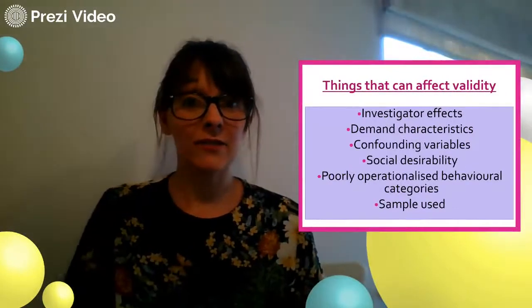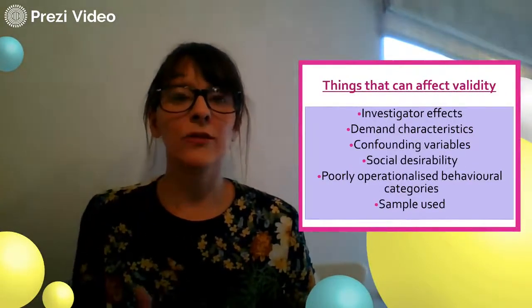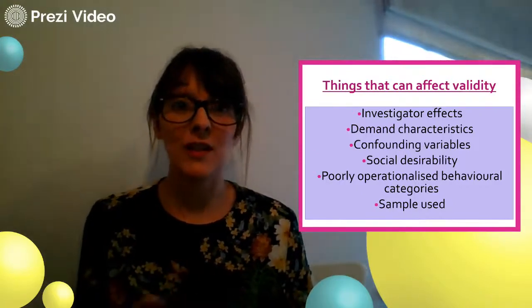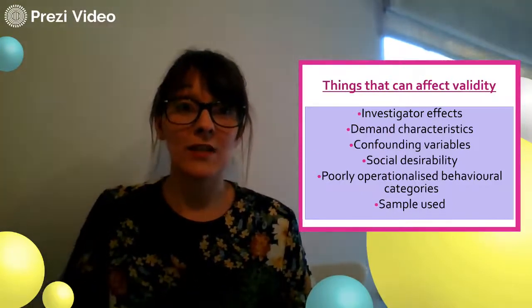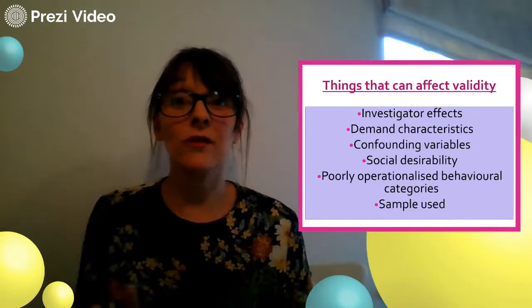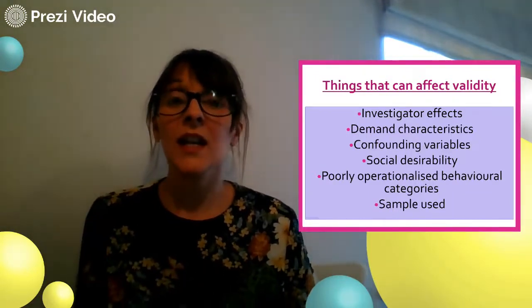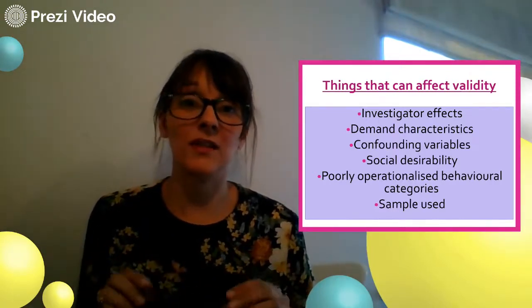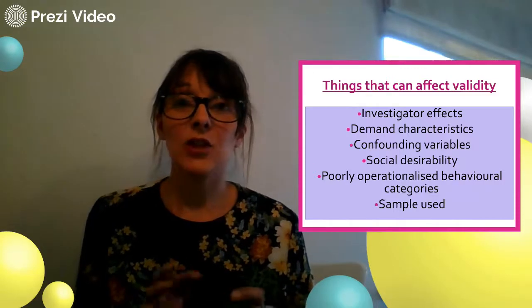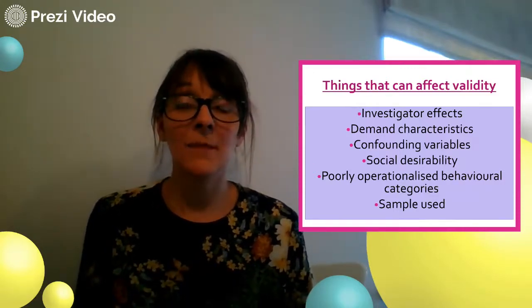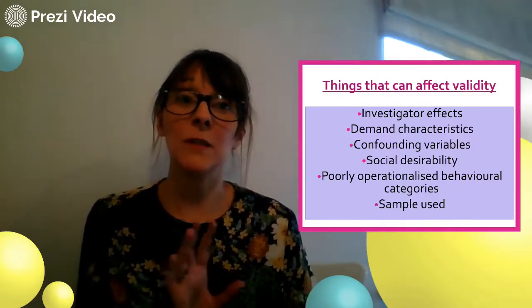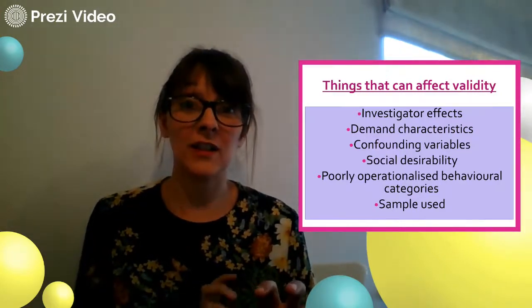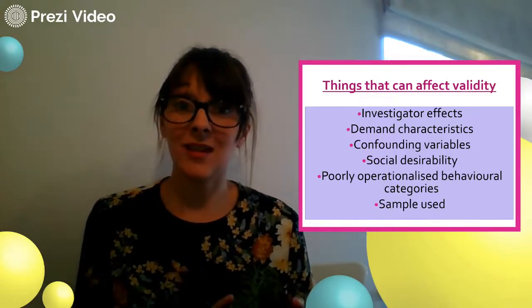There's several things that can affect validity, as you can see at the side. We've got investigator effects, demand characteristics, confounding variables, social desirability, poorly operationalised behavioural categories, and the sample that we use. Those are just a few things that can affect validity. In the exam, you'll probably see an item, and in the item there'll be several things that could affect validity, and you would be asked how could we assess that, and how could we improve that. So you need to be looking for things like this in your item to see what could affect validity and what could we test there.